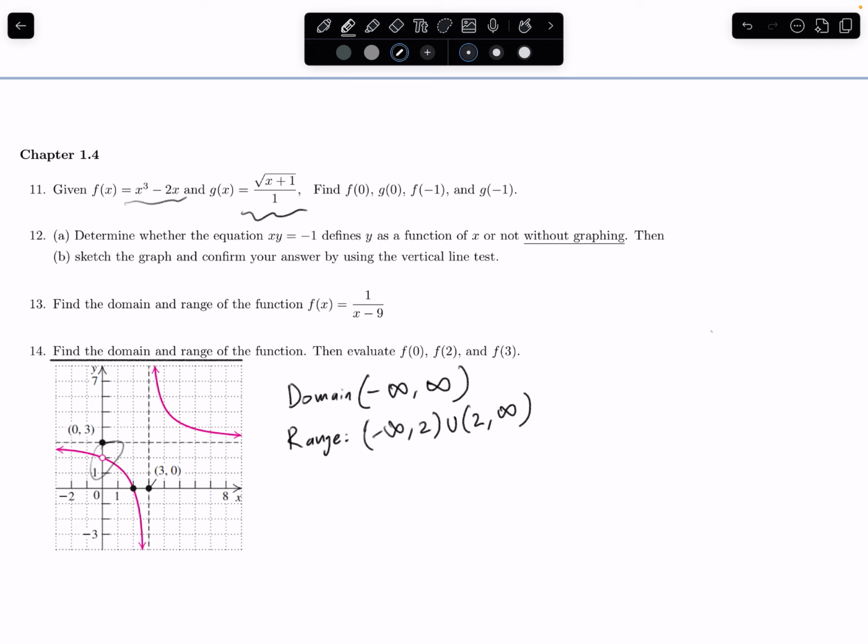Now, finally, evaluate f of 0, f of 2, f of 3. That's easy. F of 0: when x is 0, what's the output? It's 3, just by inspection. You can just solve these by inspection. F of 2: where's 2? Here x is equal to 2, and at that point I'm at 0. And lastly, f of 3. When x is 3, right here, I'm at that single point, 0. So I'm again at 0. And there we go. So 1.4 done, guys.